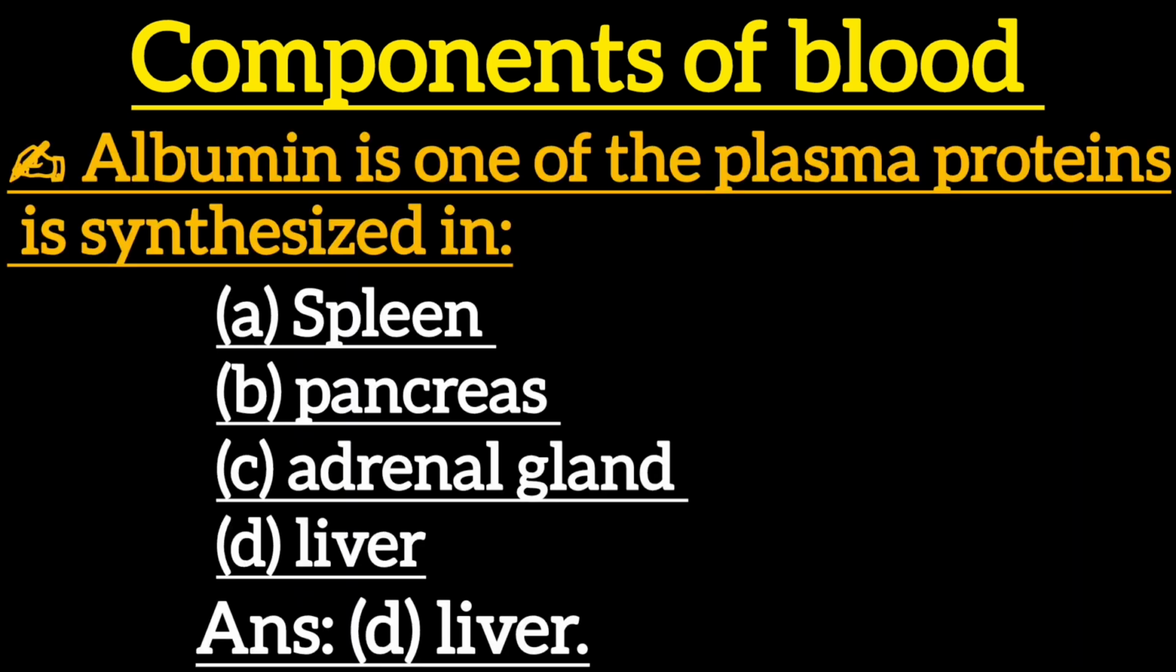Next one is albumin is one of the plasma proteins synthesized in option A spleen, option B pancreas, option C adrenal gland, option D liver. Correct answer is option D liver.